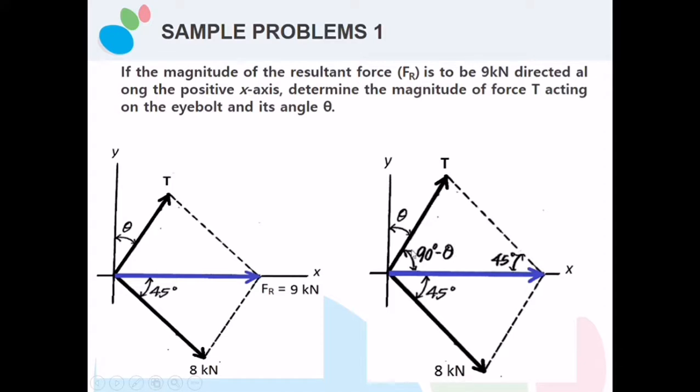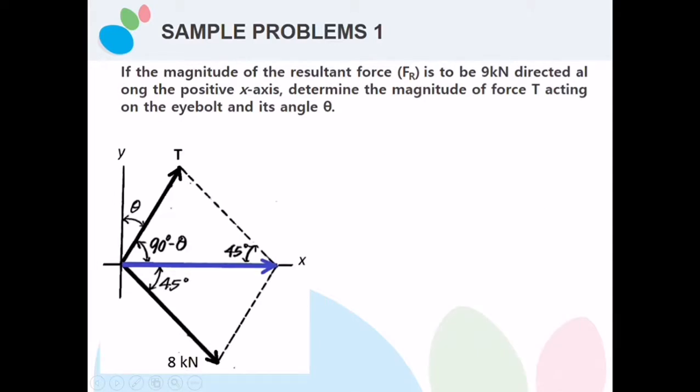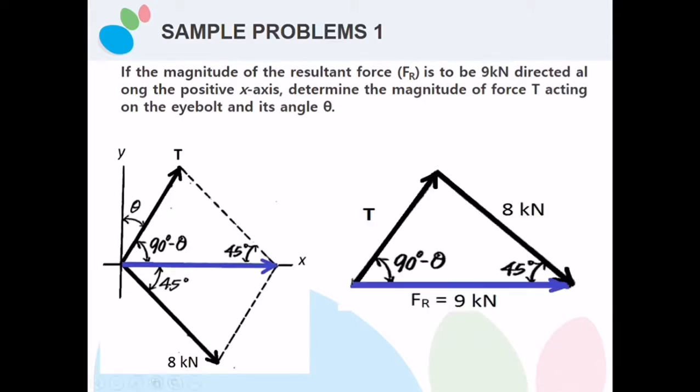Or overall, if we add theta plus 90 minus theta, the total angle from y to x-axis is 90 degrees. Okay, now let us take the half portion, or the half triangle taken from the parallelogram, to use the cosine law and apply also the sine law.